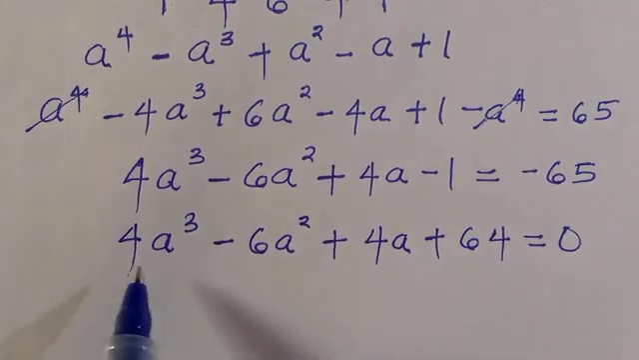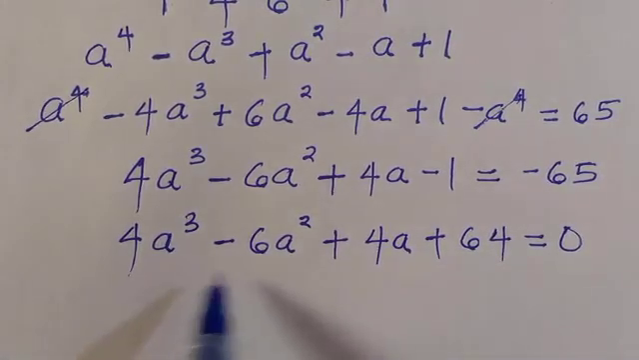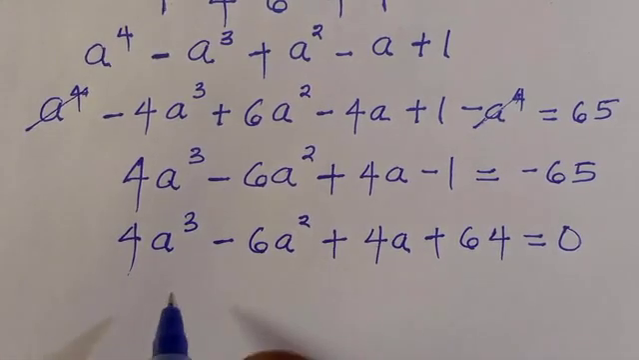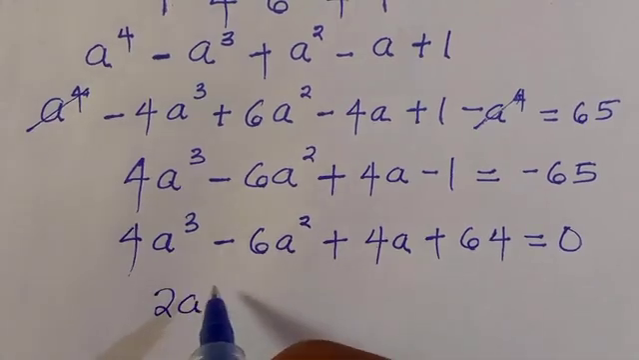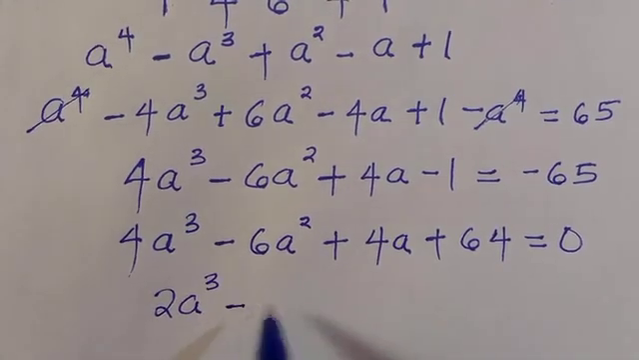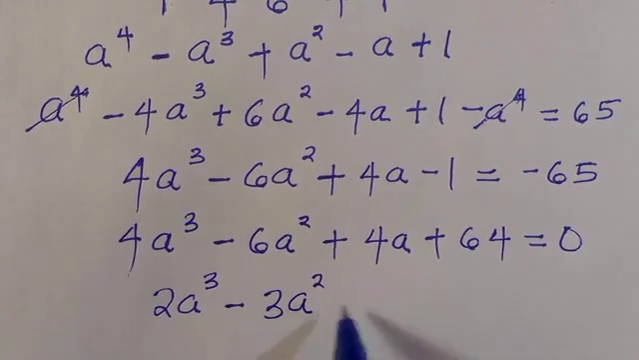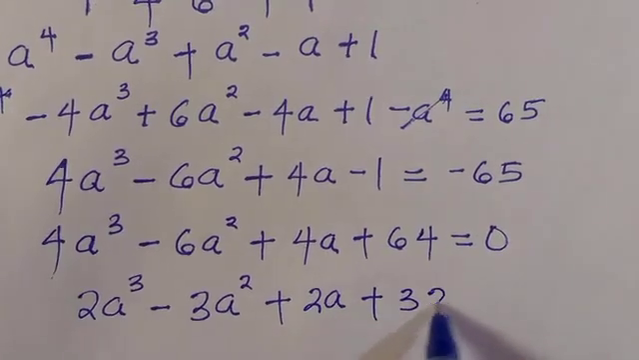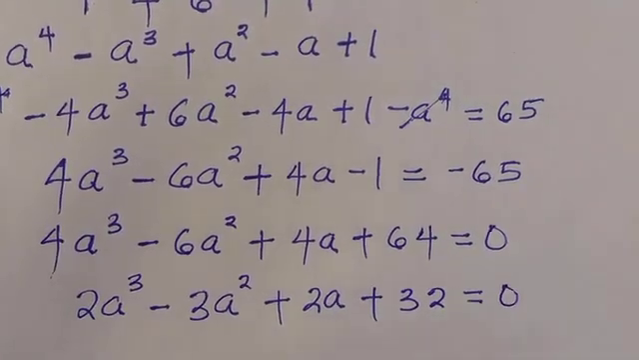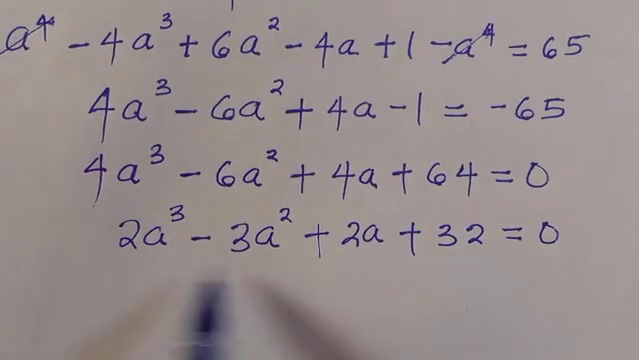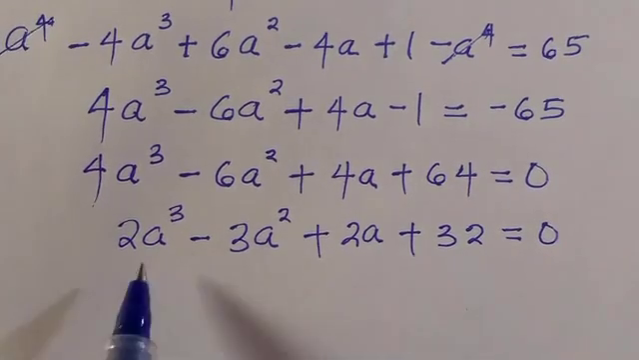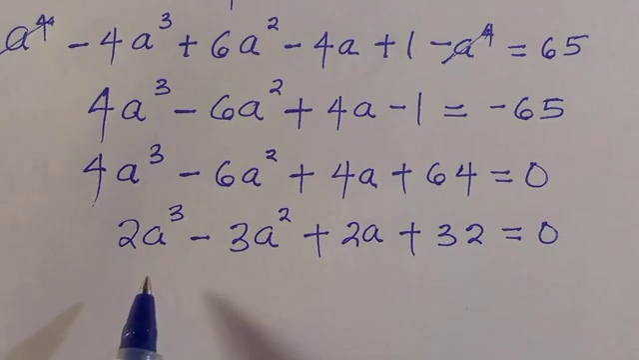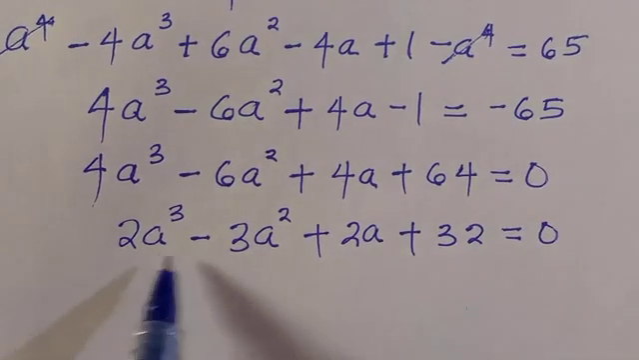So looking at this as well, we can divide everything by 2 to reduce the highest of this coefficient. So dividing both sides by 2, we have 2a^3 minus 3a^2 plus 2a plus 32 equals 0. So here is a cubic equation. We are going to solve this for all the values of a, by the inspection method.